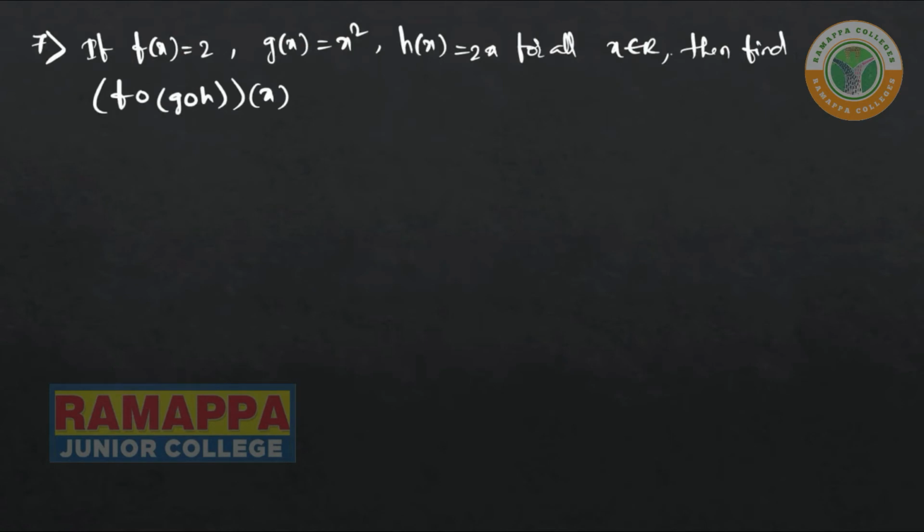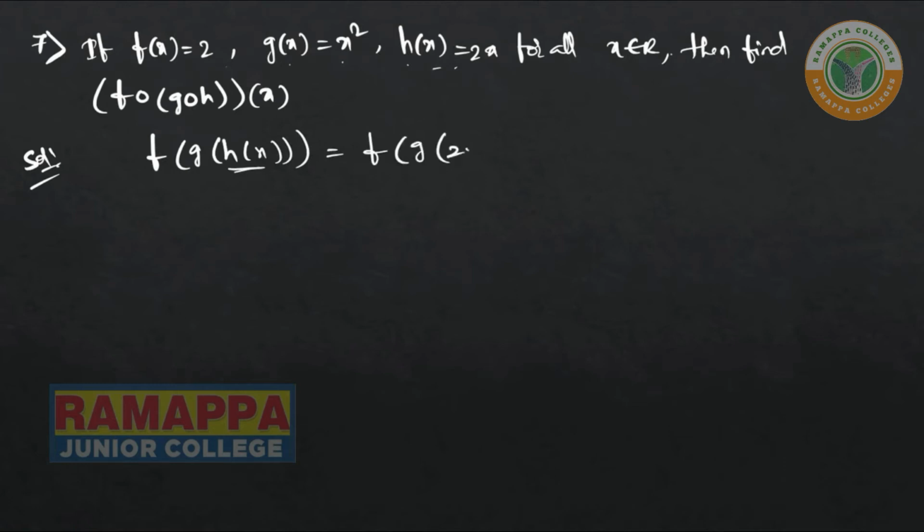Now the seventh question is: if f of x is equal to 2, g of x is equal to x square and h of x is equal to 2x given for all x belonging to R, then find the value of this one. So the given question is f of g of h of x. In this I am substituting h of x first, where h of x is equal to 2x. I am substituting it in this one.